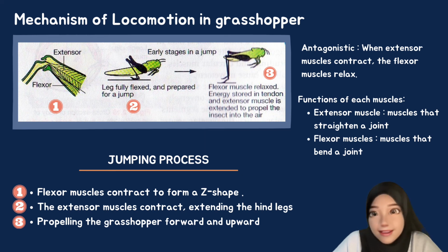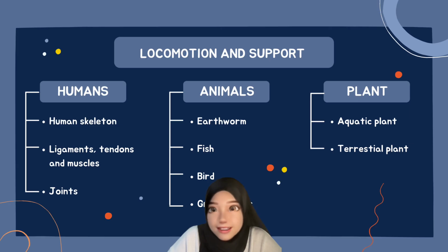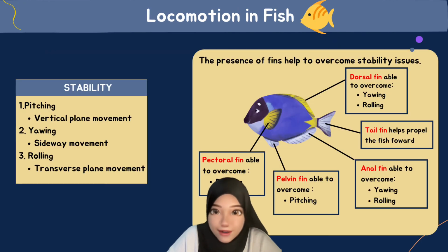And to summarize things up, in this lesson, we have learned what locomotion and support are, and we have learned in detail about the locomotion and support in animals, which are earthworm, fish, and grasshopper.